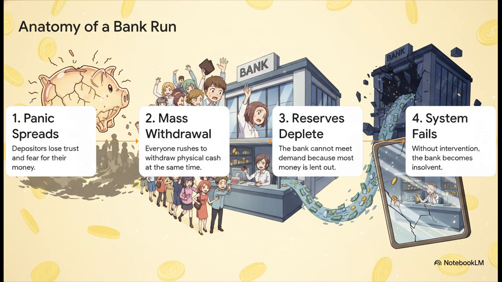The system's biggest weakness, its Achilles heel, is a loss of trust. If people get scared, maybe because of a rumor, and everyone rushes to the bank at the same time to pull out their physical cash, that's called a bank run. And that's when the whole digital illusion can shatter, because the bank only holds a tiny fraction in actual cash. The system can literally fail.